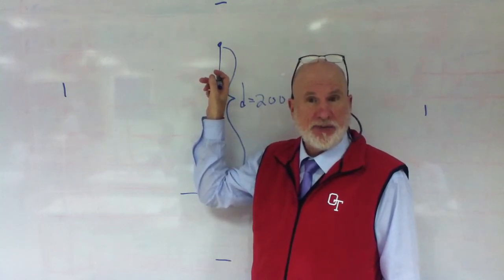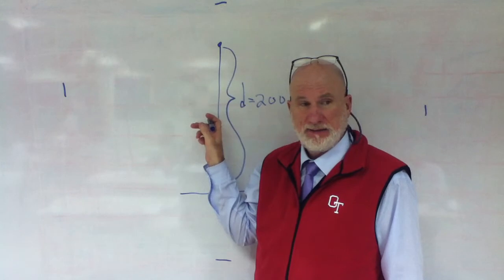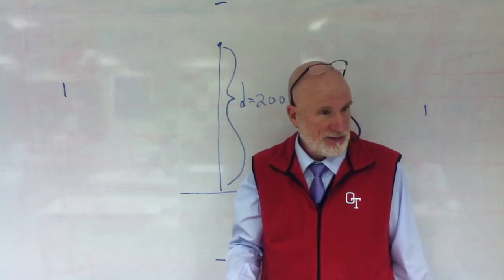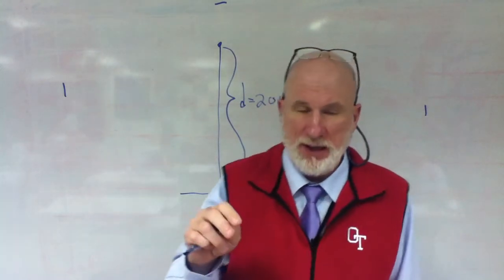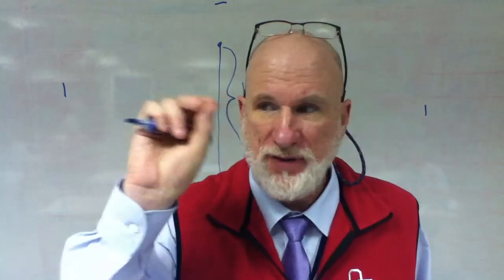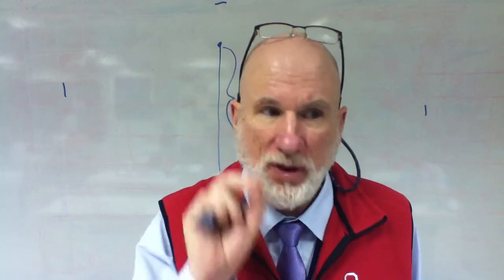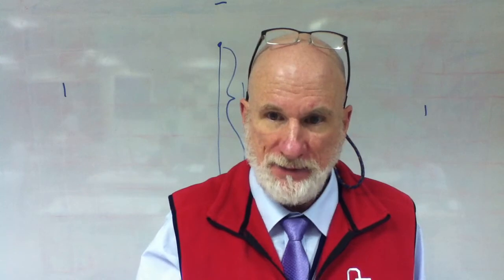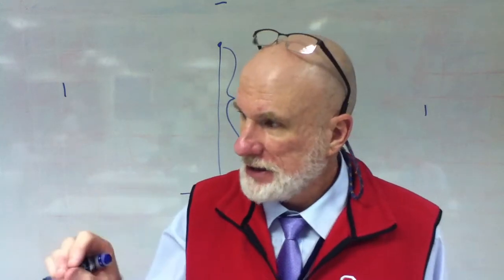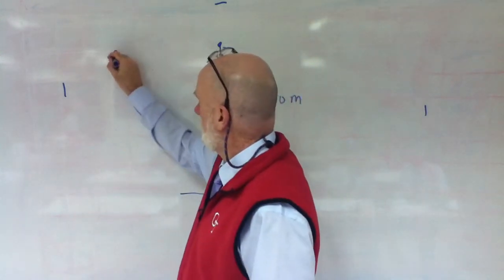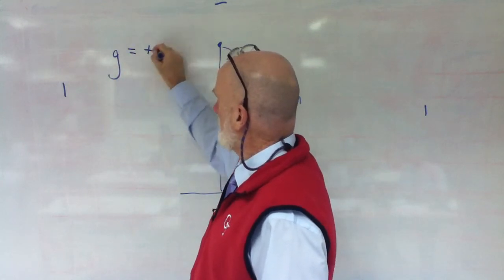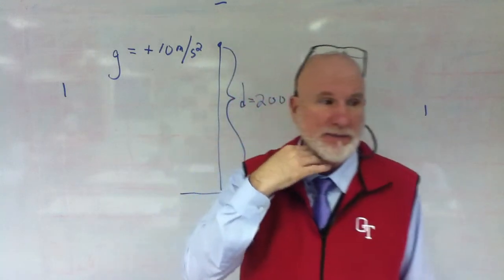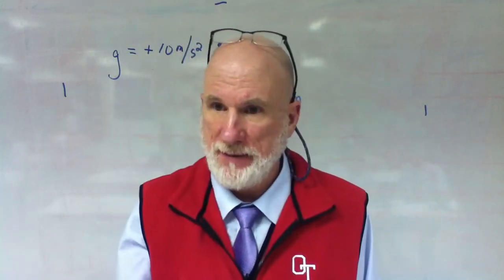What's the velocity going to be at the end of the second second? 20 meters per second, correct? Right? What's going to be the velocity after the fifth second? 50 what? 50 meters per second. You get it? So it's going to accelerate g, which is plus 10 meters per second squared. Clear? Any questions with that?